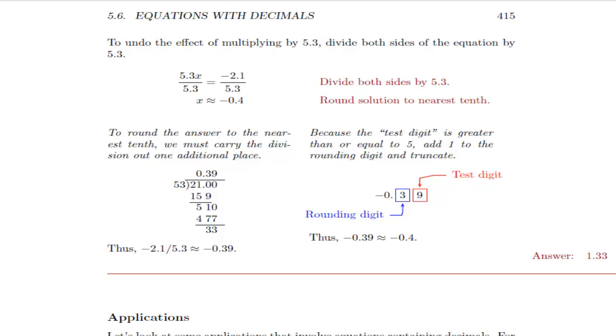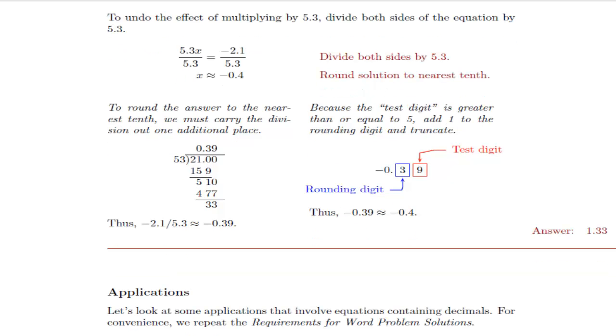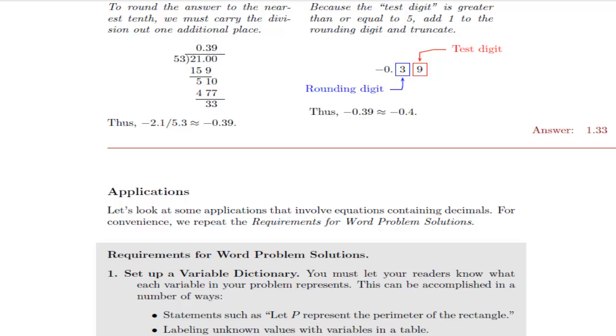The solution rounded to the nearest tenth. To round the answer to the nearest tenth, we must carry division out one additional place value. So we divide to get a quotient of 0.39. Because the test digit is greater than or equal to 5, add 1 to the rounding digit and truncate, leaving us with approximately negative 0.4.